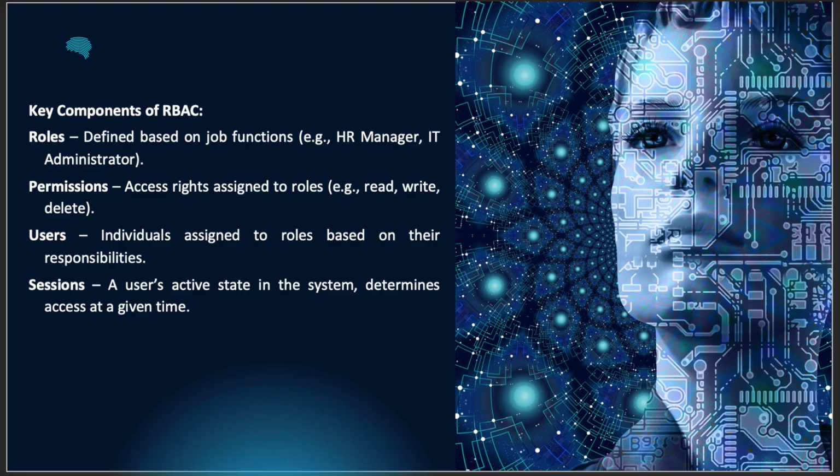Key components of RBAC: 1. Roles, defined based on job functions. Example, HR manager, IT administrator. 2. Permissions, access rights assigned to roles. Read, write, delete. 3. Users, individuals assigned to roles based on their responsibilities. And 4. Sessions, a user's active state in the system that determines access at a given time.